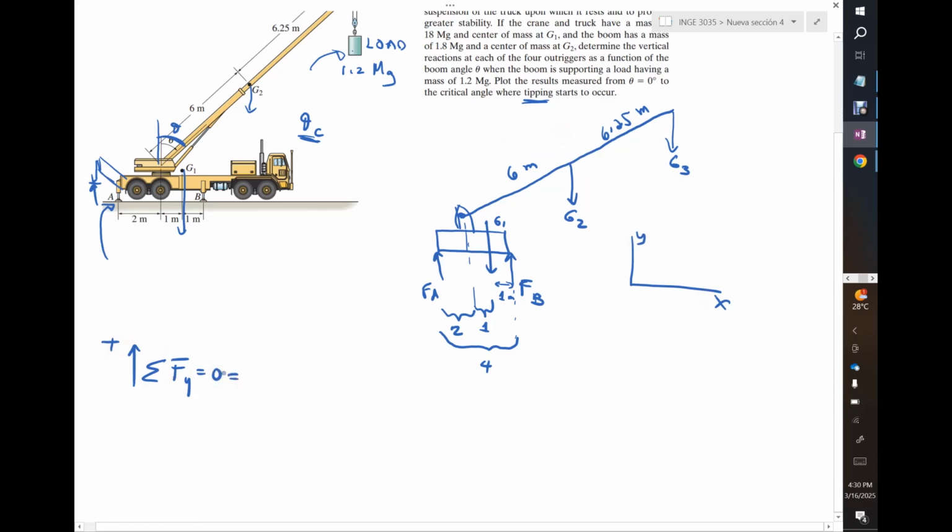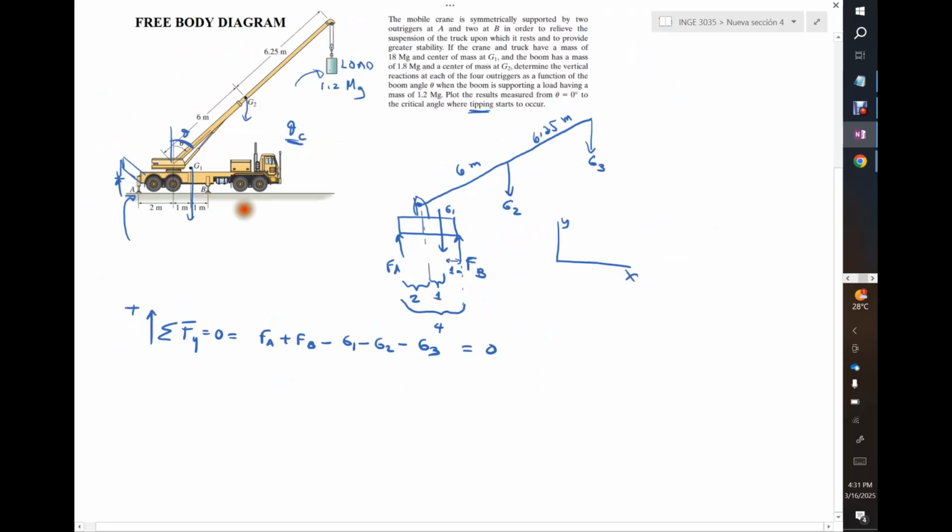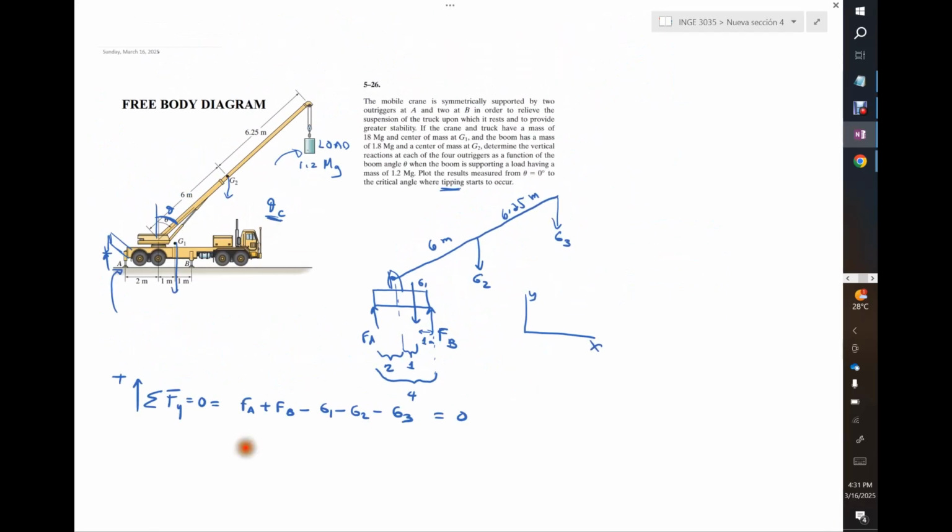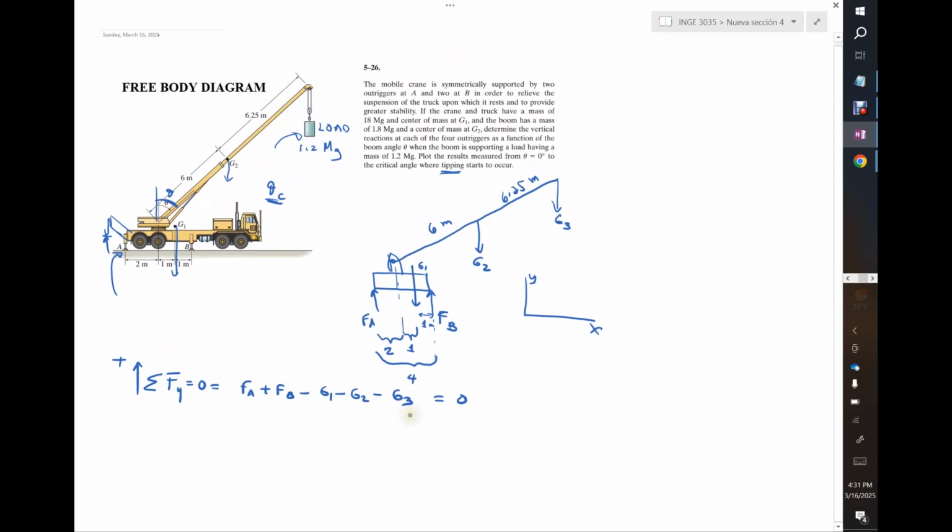And for equilibrium, that means that FA plus FB, they are going up. Then what's coming down will be minus G1, minus G2 and minus G3, and all those things have to be 0. Now careful here, there are too many unknowns. G1, G2 and G3 are defined within the problem, but FA and FB are not defined, so we need to look for those.